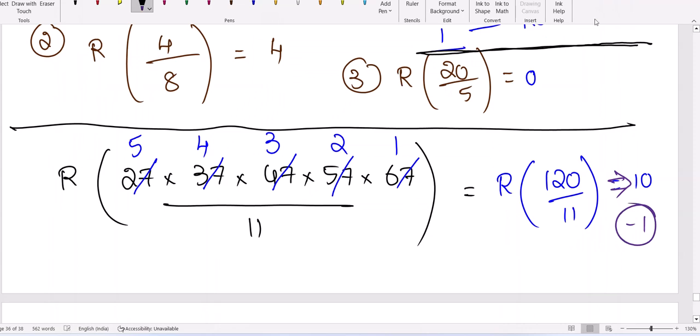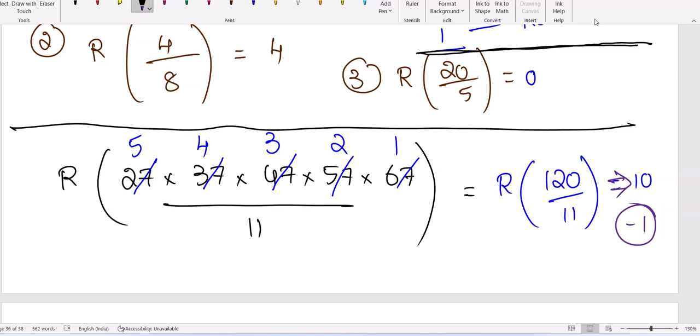Minus 1 is also correct: 11 times 11 is 121, and 120 is one short of that. If it is 118, then minus 3 I can write, because 118 is 3 short of 121. So you have to know about negative remainder also. Not for this question, but going forward definitely it will help you.